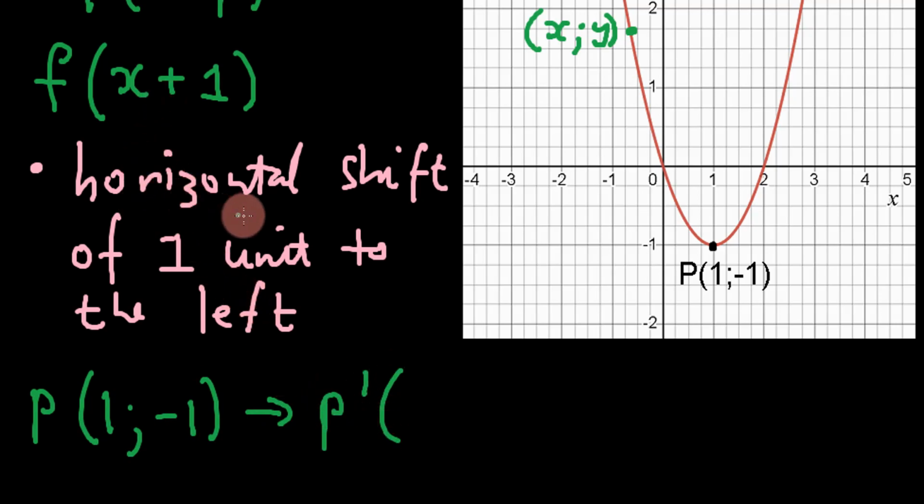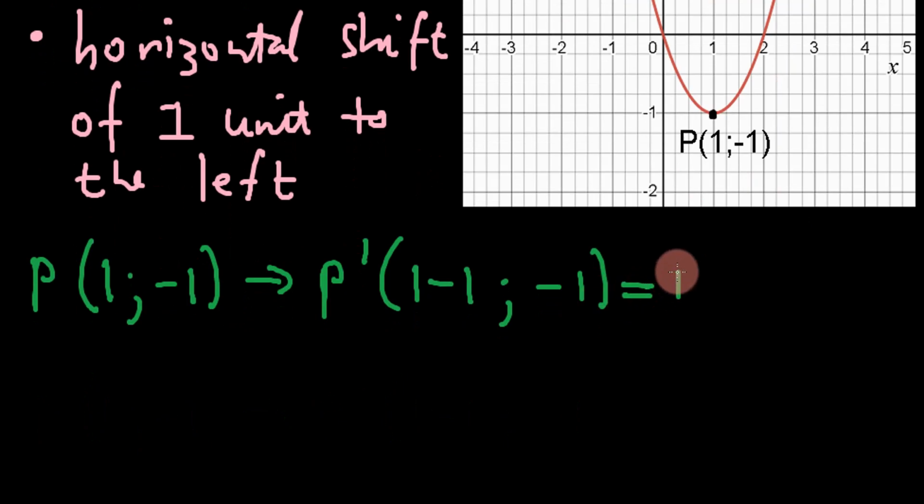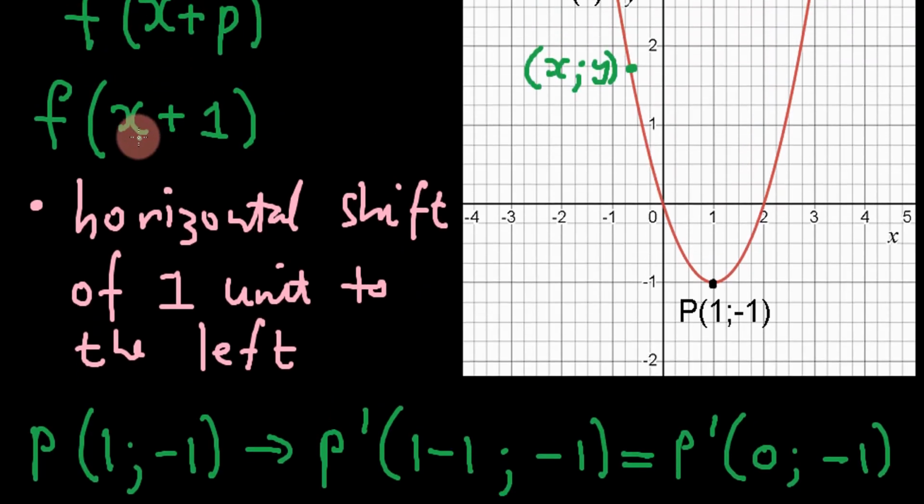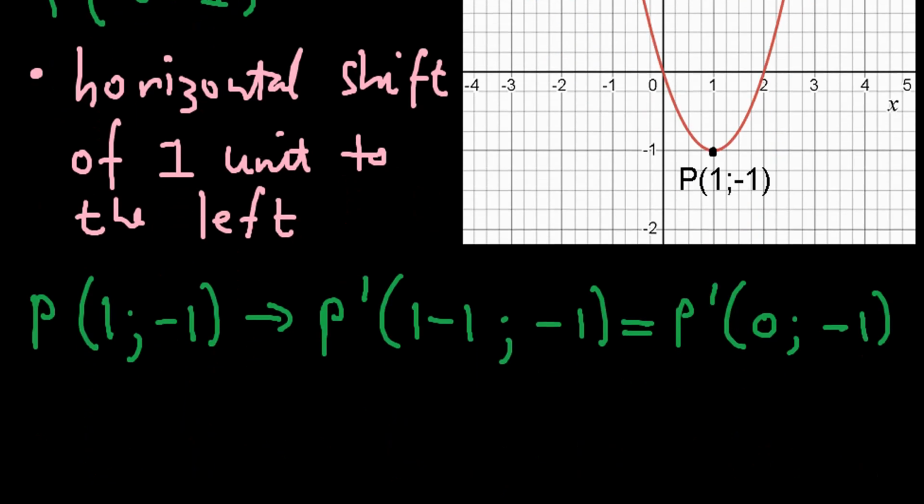So the turning point P, 1, negative 1, will be mapped to P prime. Now, as we said, it's a shift to the left. Although it says x plus 1 here, we're going to subtract 1 from the x's. So 1 minus 1, our y's will remain the same. And of course, this is equal to P prime: 1 minus 1 is 0, and then negative 1. So it says x plus 1, but we subtract 1 from the x's.